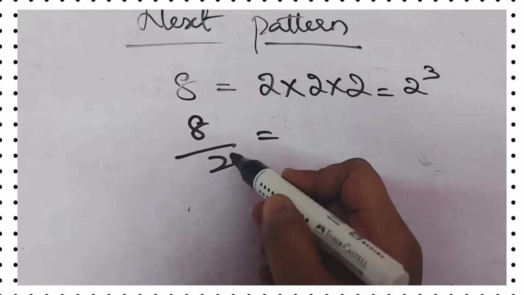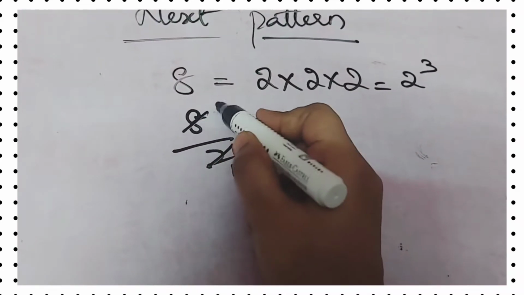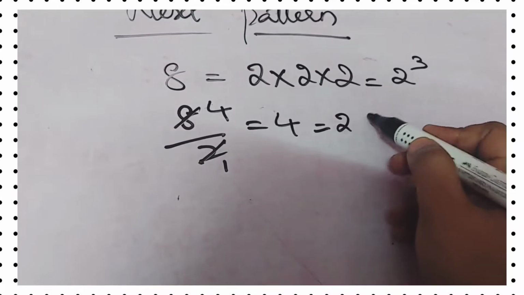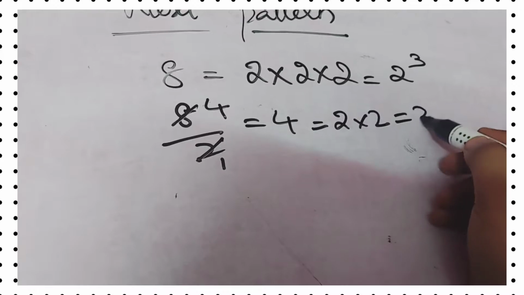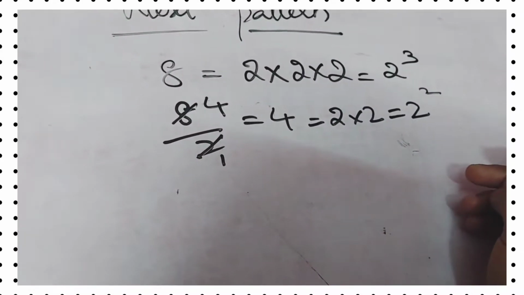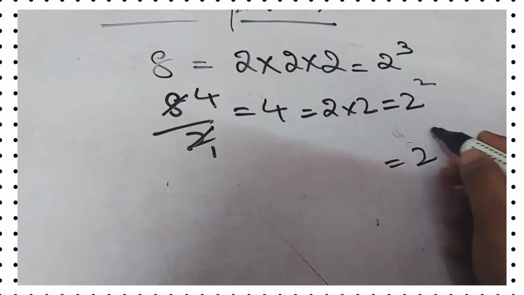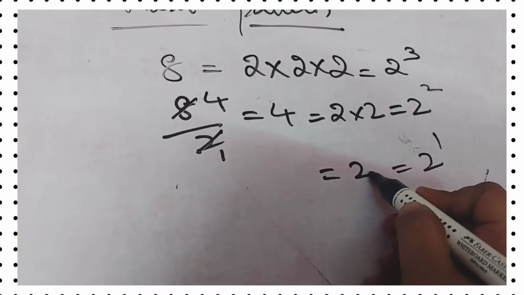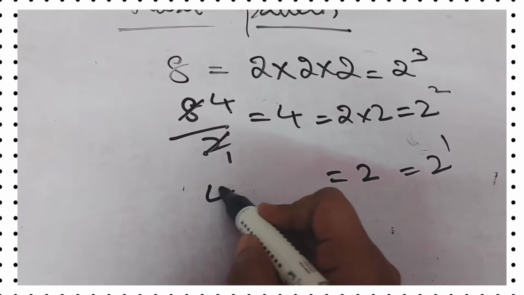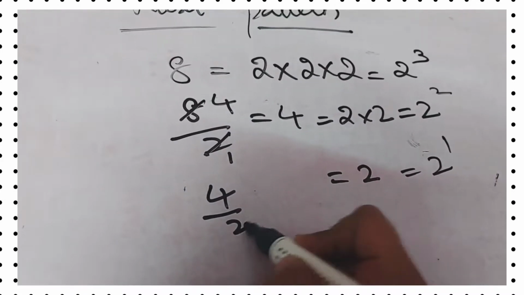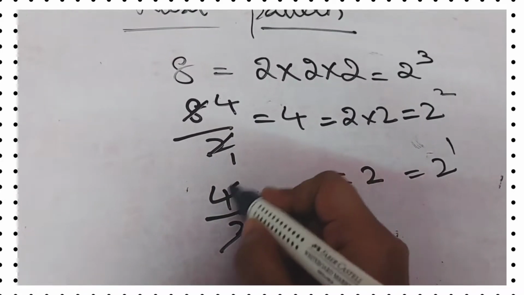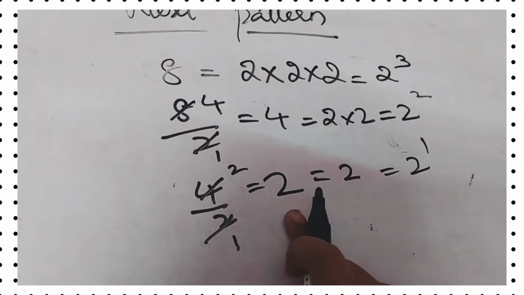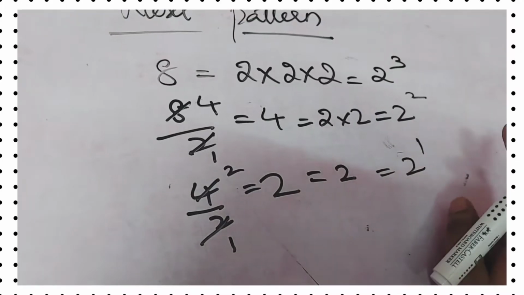8 by 2 means 2 4s are 8, it is 4. You can write 4 as 2 into 2, 2 2s are 4, 2 to the power of 2. So here we will take 2 to the power of 1. What is 2 to the power of 1? It is 2 only. Here we have to take this 4 by 2 again. 2 2s are 4, it is 2. So 2 to the power of 1 only.